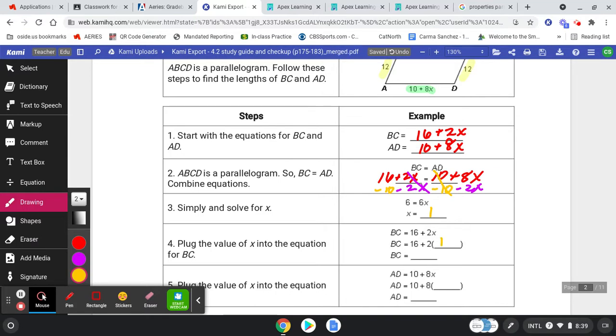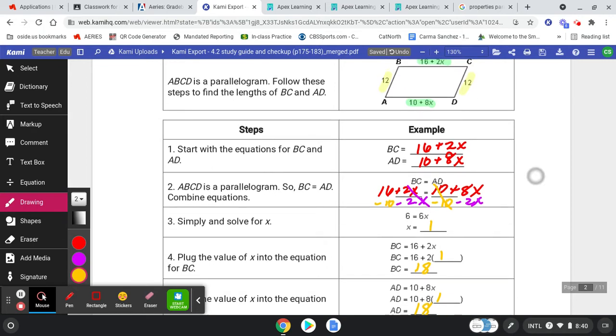16 plus 2 times 1, 16 plus 2 is just 18. And finally, plug in a 1 into the other one. 10 plus 8 times 1, or 10 plus 8, which is just 18. Well, these better equal each other when you're done, because that's the whole point, right? These are supposed to be equal segments.